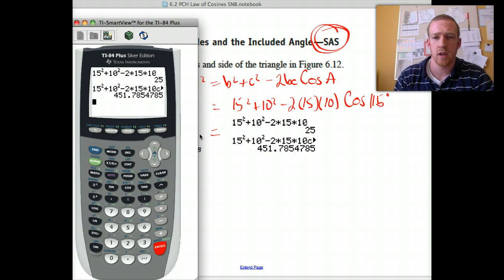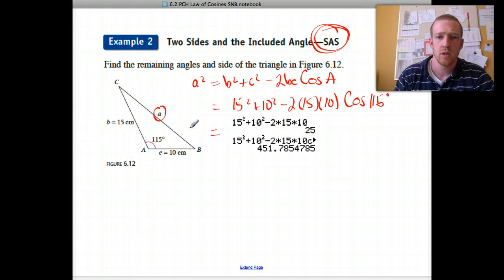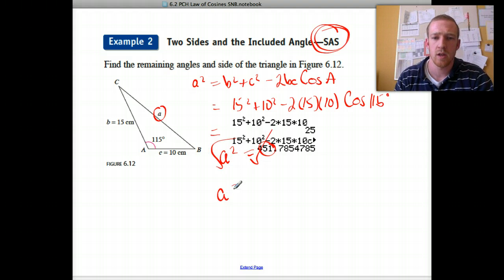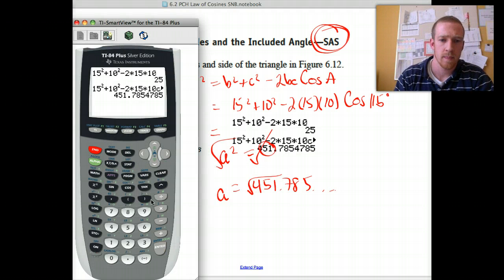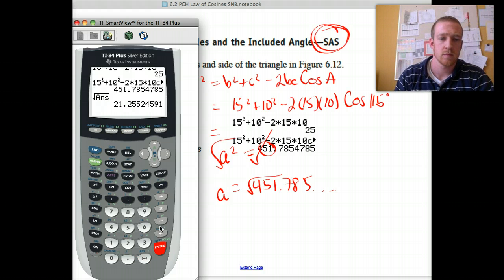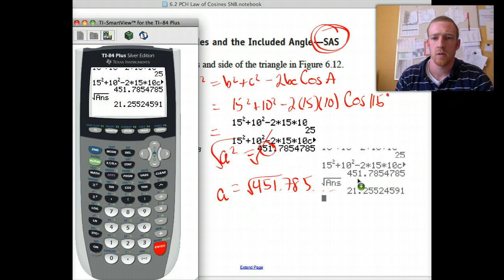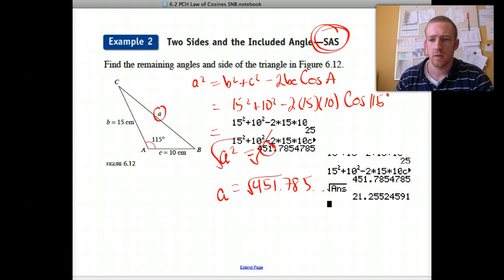So that gives me this, which tells me that's the A squared. A squared equals this number here. So I need to take the square root of both sides. So A equals the square root of 451.785, and so on. And then I'm going to just take the square root of that answer. That gives me 21.255. That's my answer right here.